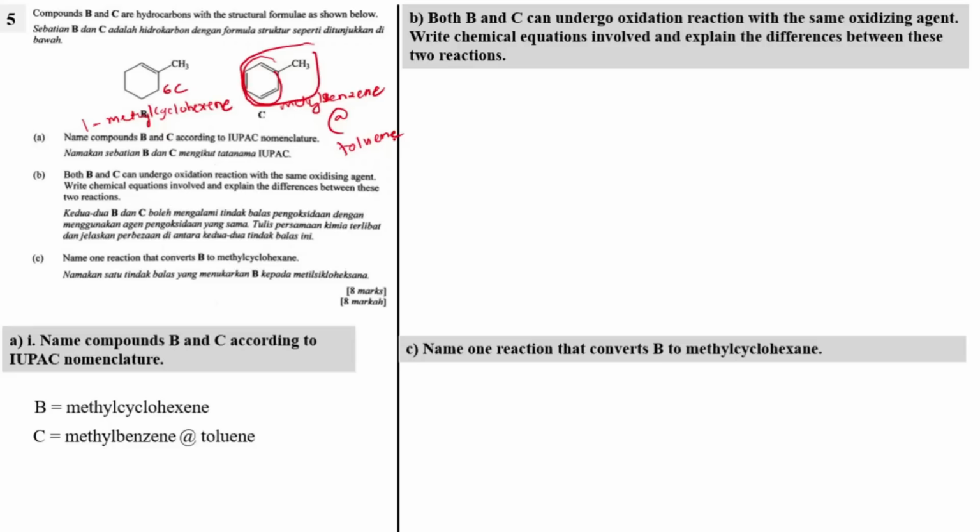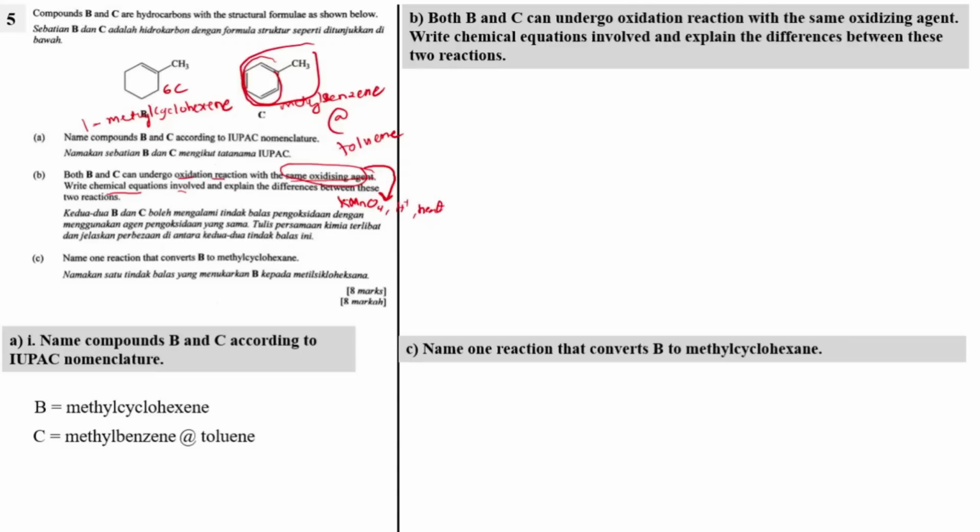All right. And now we're going to look into question number B. So for B, both B and C can undergo oxidation reaction with the same oxidizing agent. So we need to write the chemical equation involved and explain the differences between these two reactions. So B and C can undergo oxidation using the oxidizing agent. The oxidizing agent that we're going to use is KMnO4, H+, with heat.